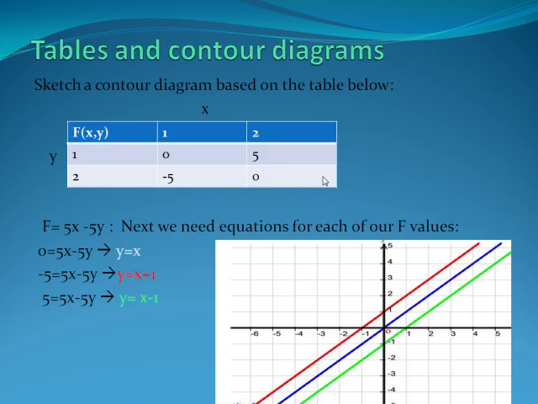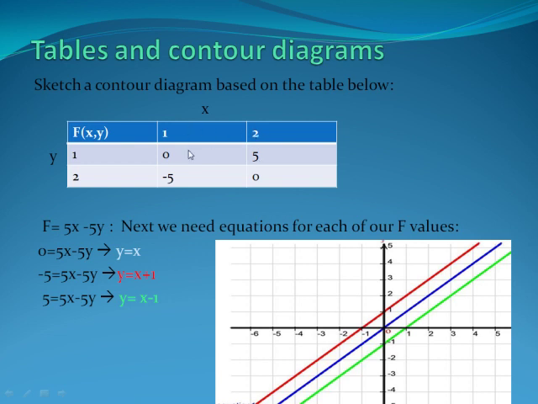Alright, so the last thing we want to do, which is related, is sketch a contour diagram based on a table. Here we have a very basic table where our x values are 1 and 2, and our y values are also 1 and 2. And we have our function capital F, which is a function of x and y. The first thing we want to do is figure out an equation that governs our function. We did something similar to this in the last section. So if we want to figure out the slope, we look at the change in the function over the change in the variable.